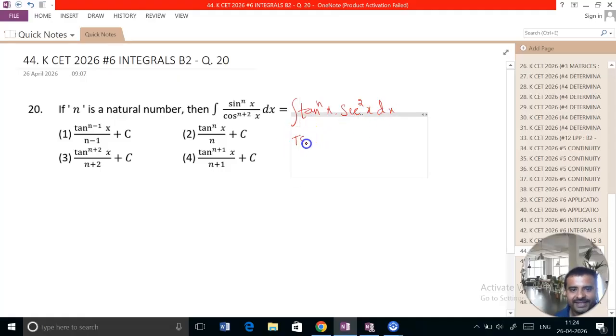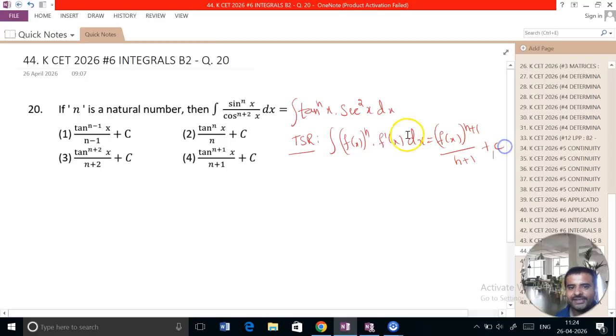Again, if you are going to apply this time saving result, what is the time saving result here? Whenever we have the integral of f of x to the power of n multiplied with its derivative, then the result says f of x to the power of n plus 1 divided by n plus 1, plus c. So here the function is tan x with the power n, and its derivative is secant square x.